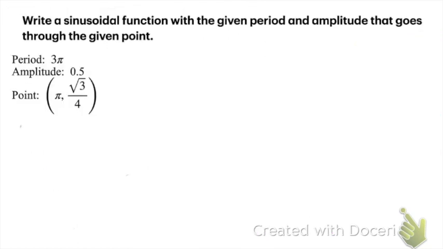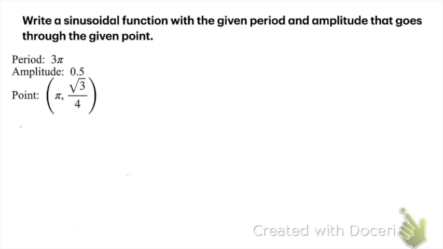All right, here it says, write a sinusoidal function with the given period and amplitude that goes through the given point. Our period is 3 pi. Our amplitude is 0.5, and we want to go through the point pi, square root of 3 over 4. All right, so a couple of things we know. We have period is 3 pi.